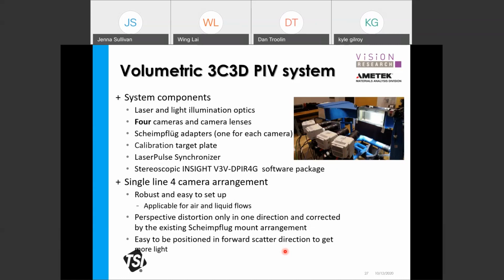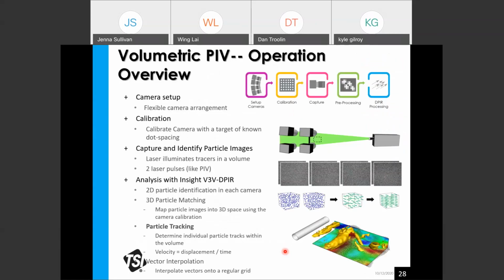So with this information, let's take a look at the operating principle behind volumetric PIV systems. The process is actually quite similar to the PIV system we talked about a little bit earlier. There is a camera setup and a calibration process is required, so that we can actually relate the particle image captured by the cameras to the particle movement in the flow field.